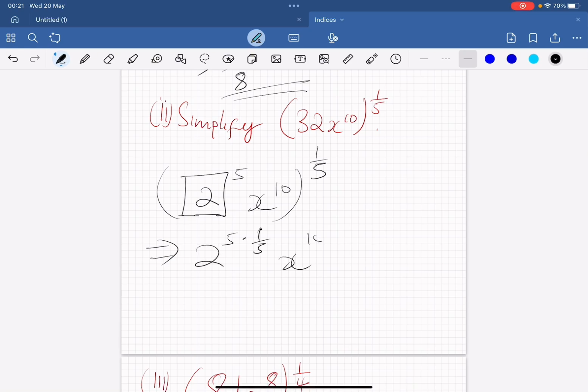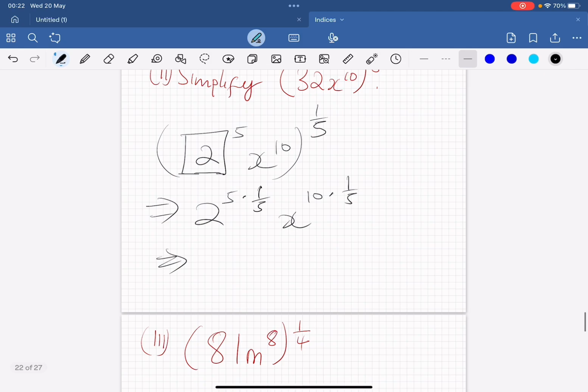I'll basically be distributing the 5. When you distribute the 5, it basically multiplies out. Now 5 times 1 over 5, the 5's cancel out, so I'll be having a 2. And then 10 times 1 over 5 is basically 2, so this is 2x^2.